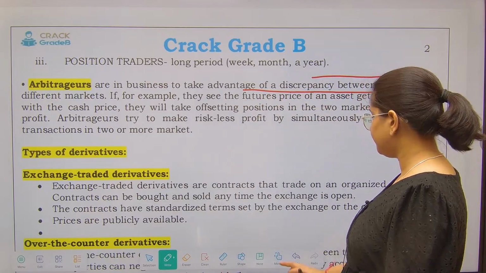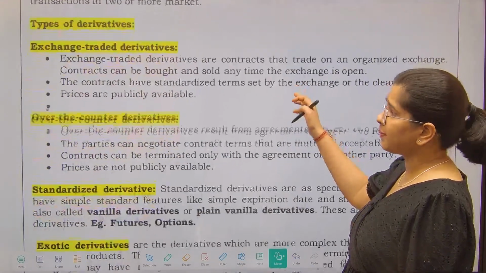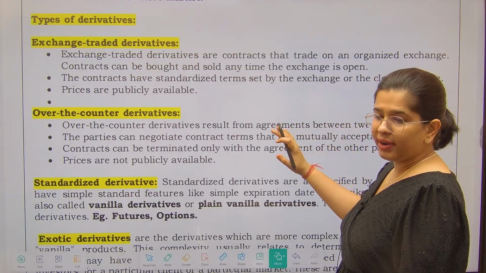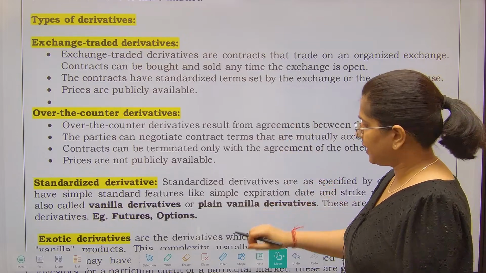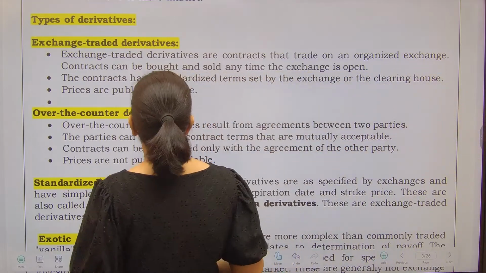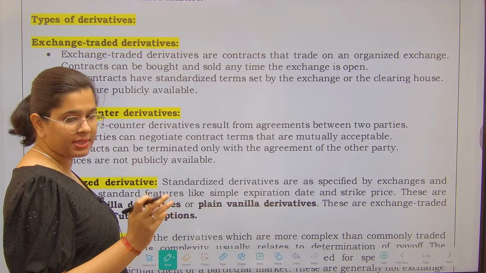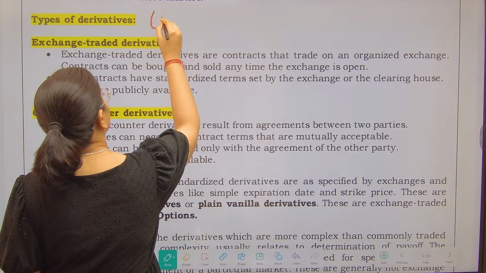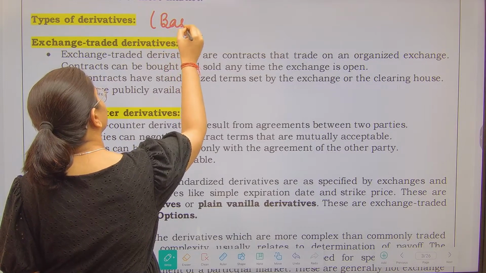Now let's see the types of derivatives. Actually, this is the type of derivatives based on liquidity. ठीक है? We have seen the types of derivatives, that means the product-based derivatives, but now let's see the types of derivatives based on liquidity.